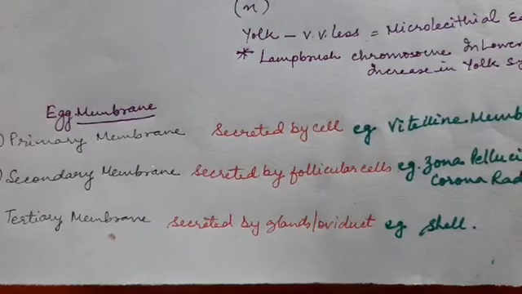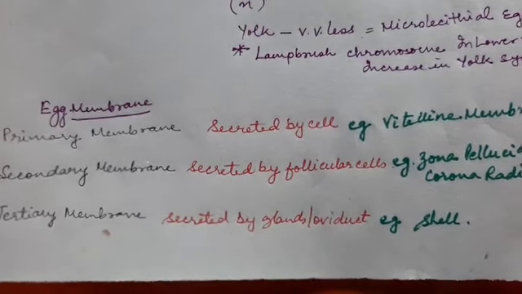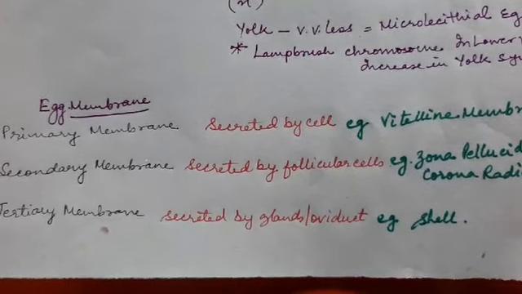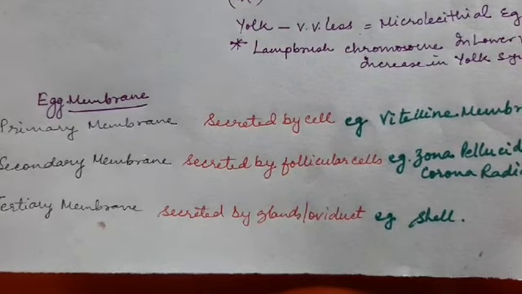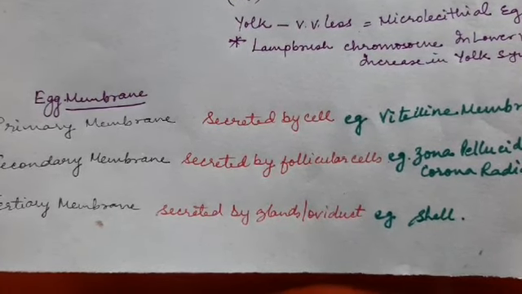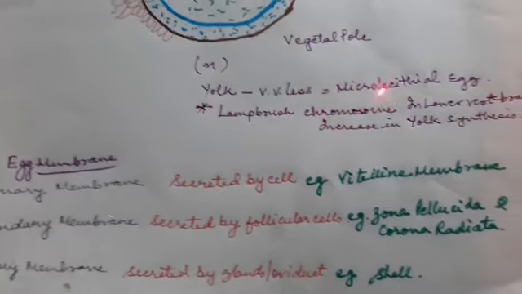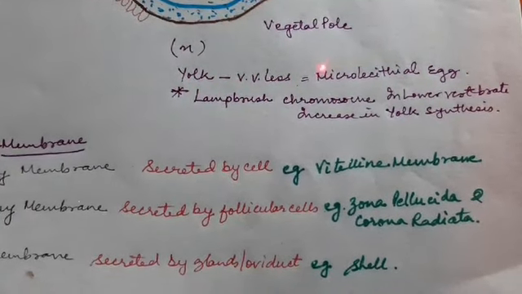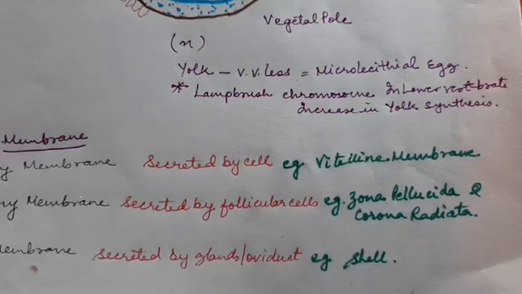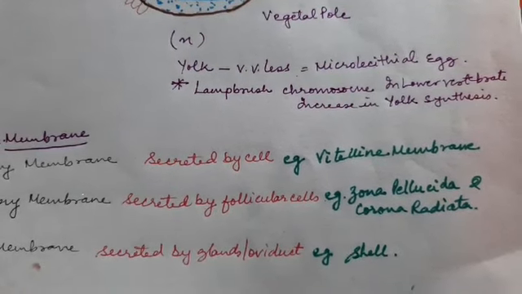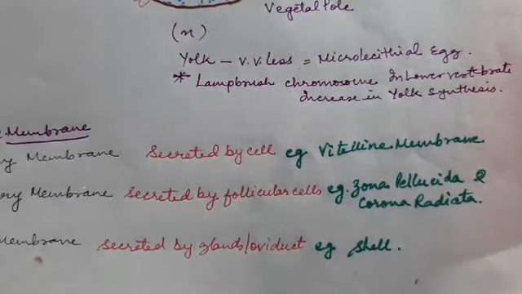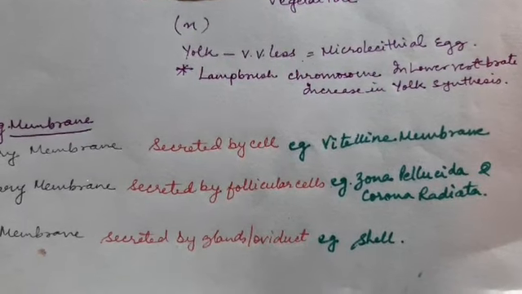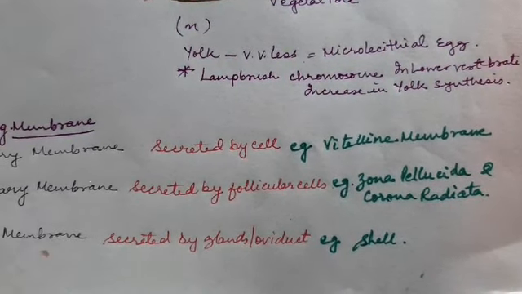In case of the human egg, yolk content is very less. Such eggs where the yolk content is very less, we call microlecithal eggs. So when the yolk is very less or negligible, as in human beings, we call those eggs microlecithal eggs. Micro means very less.